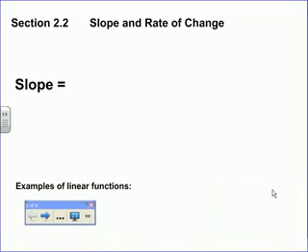Just a couple things to review about slope. What, for a definition that we could put down, what are some things that you remember about slope? Okay, steepness of the line.